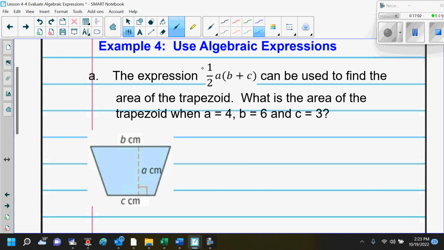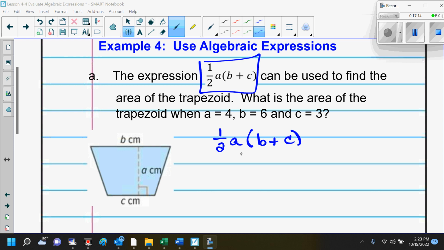So we're going to write the original problem right here. This is going to be 1/2 times A times the quantity B plus C. So now we're going to substitute in. So for A, what am I going to put in for A? What goes in for A? 4. Very good. You guys can call out when I ask. So here we have 1/2 times 4 times, what goes in for B? 6. Plus C, what goes in for C? 3. Very good. So now, so there's our substitution.